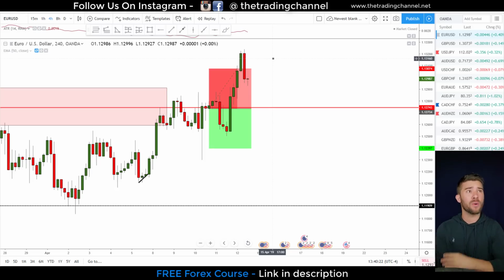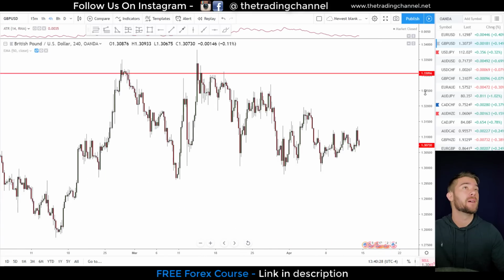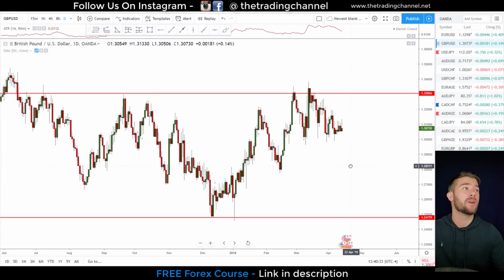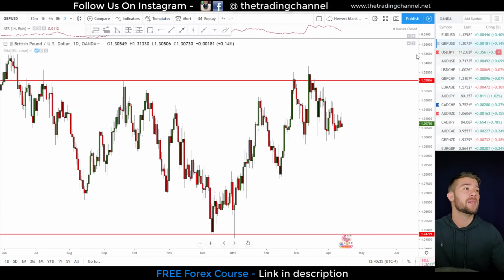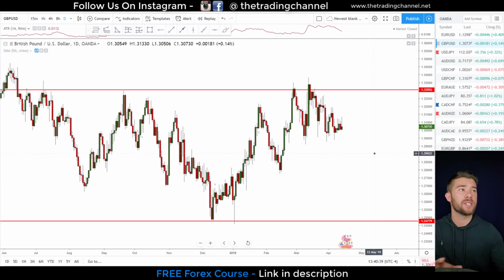So let's go ahead now and move on to our second currency pair that we're going to take a look at, which is the pound dollar. All right, and we are on the 4-hour chart. Let's zoom back out to the daily chart. Here we are now on the daily, and let's take a look at this currency pair and ask ourselves the same exact questions that I just talked about.